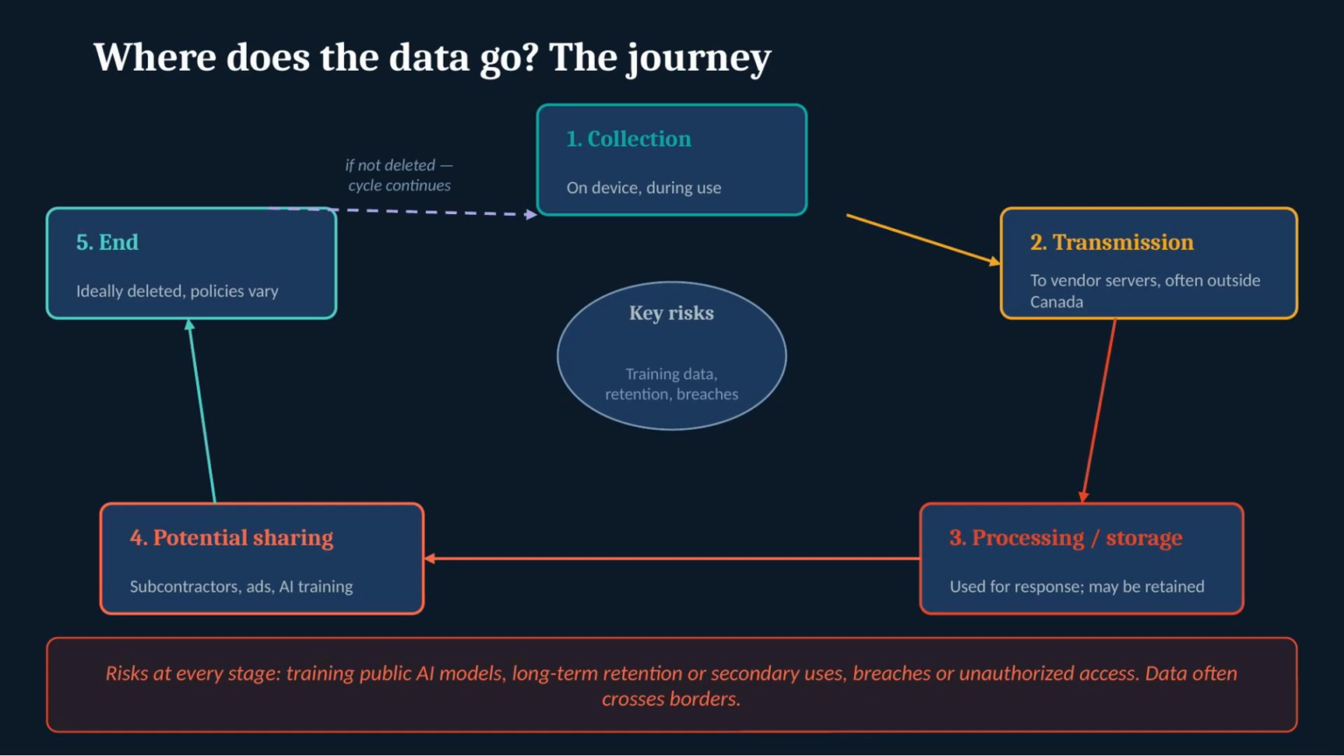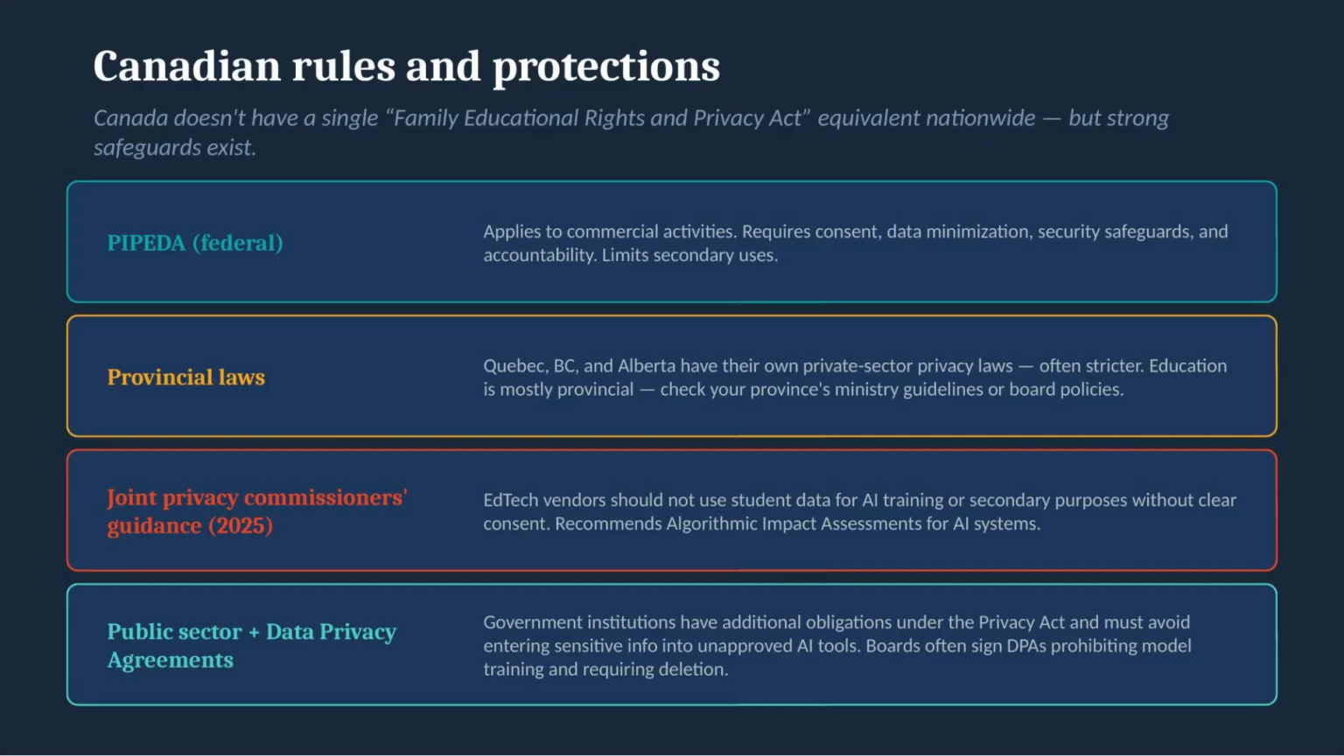Key risks in this flow: data used to train public AI models, meaning your students' work could appear in others' outputs. Long-term retention or secondary uses like marketing or profiling, and breaches or unauthorized access. In Canada, data often crosses borders, which triggers international considerations. So, what protection exists here in Canada?